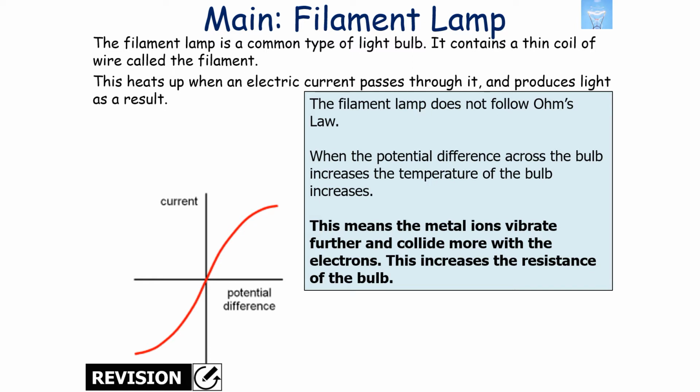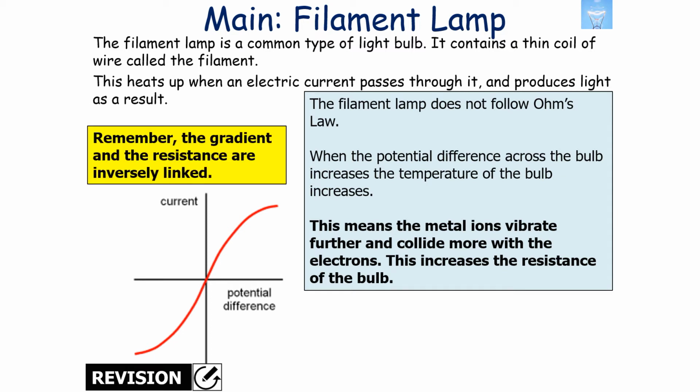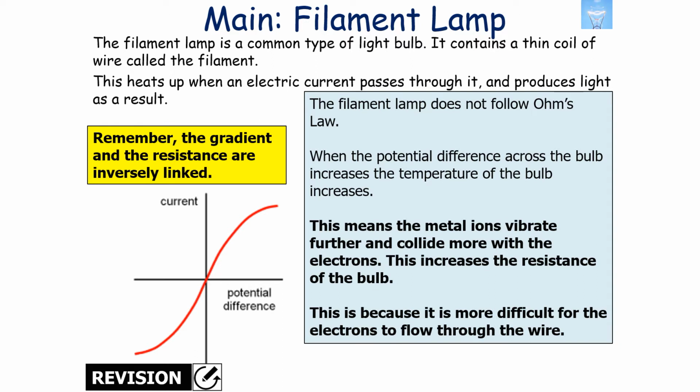When the potential difference across the bulb increases, the temperature of the bulb will also increase. This means that the metal ions will vibrate further and collide with more electrons, and this increases the resistance of the circuit. Remember, the gradient and the resistance are inversely linked, so you'll notice that the line becomes flatter as your potential difference increases. This is because it's more difficult for the electrons to flow through the wire. It has a higher resistance, so the resistance of any metal increases as its temperature increases.